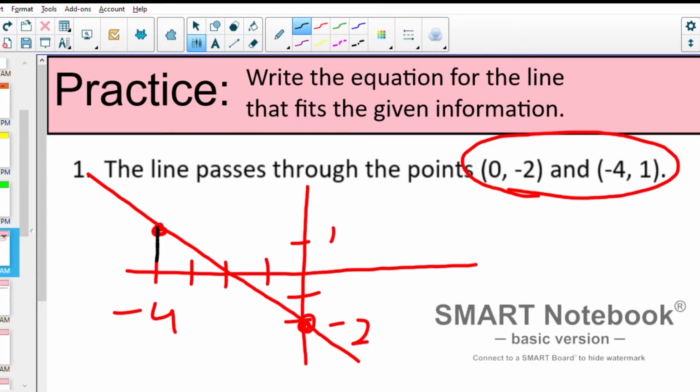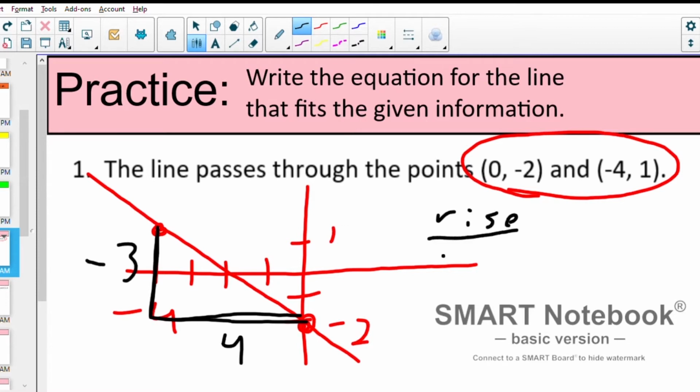So we're going to go from this point down and to the right. We were at 1 up here, and we went down to -2, so that's a total down 3 right there. And over here we're at -4, and we go over to 0, so that's a run of 4. So our rise and our run for our slope will be -3 over 4. All right, we have our y-intercept.